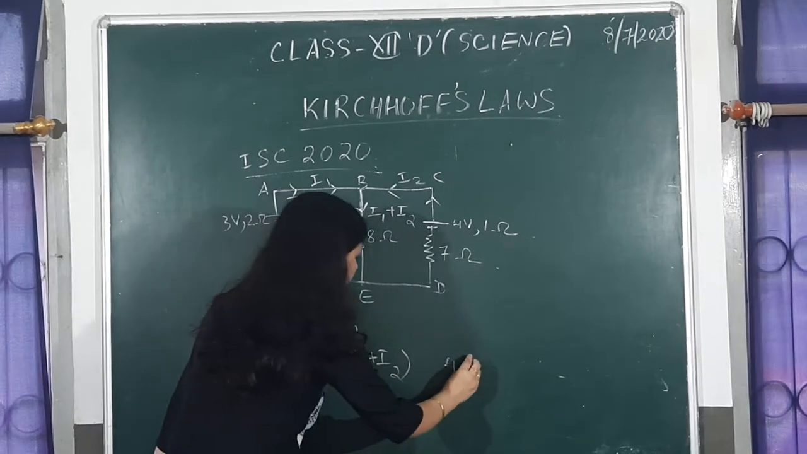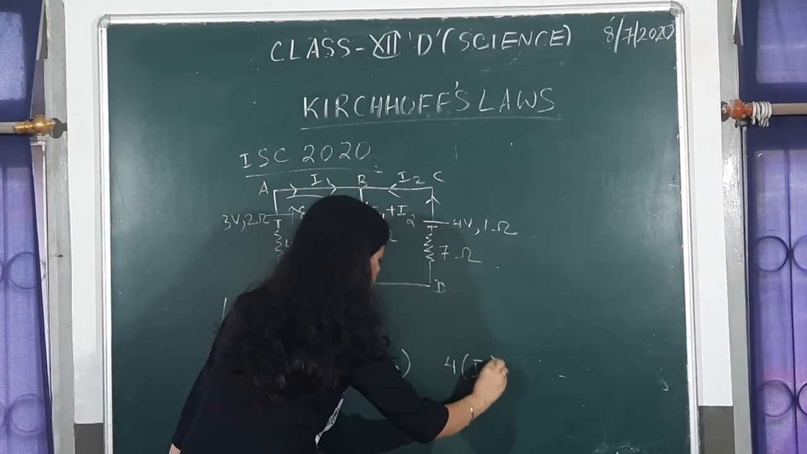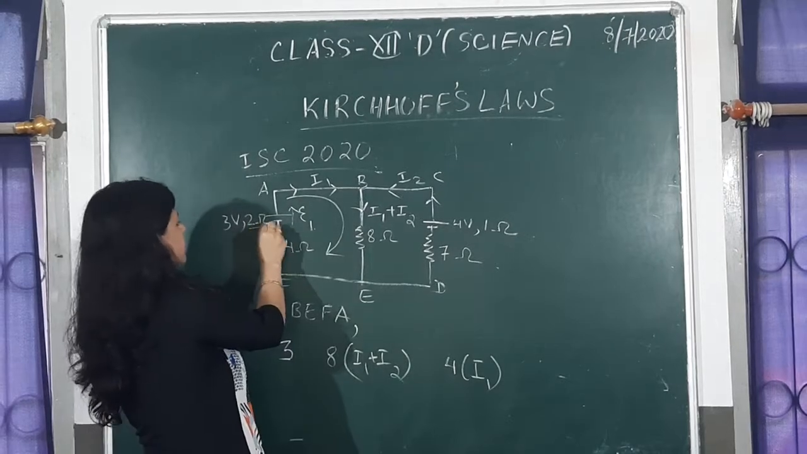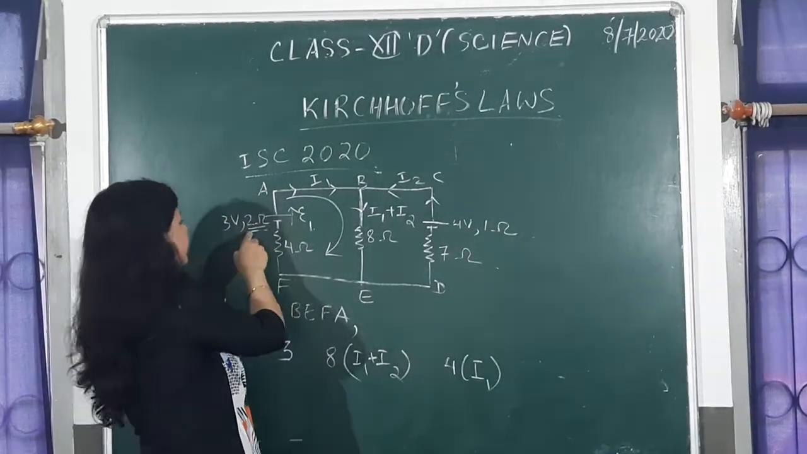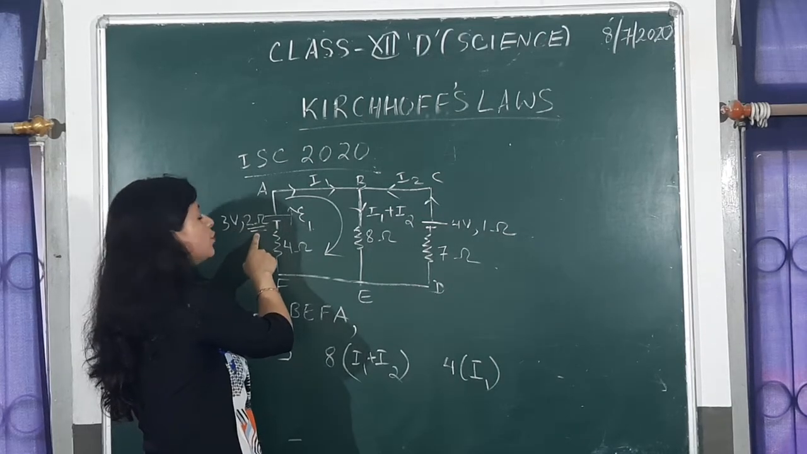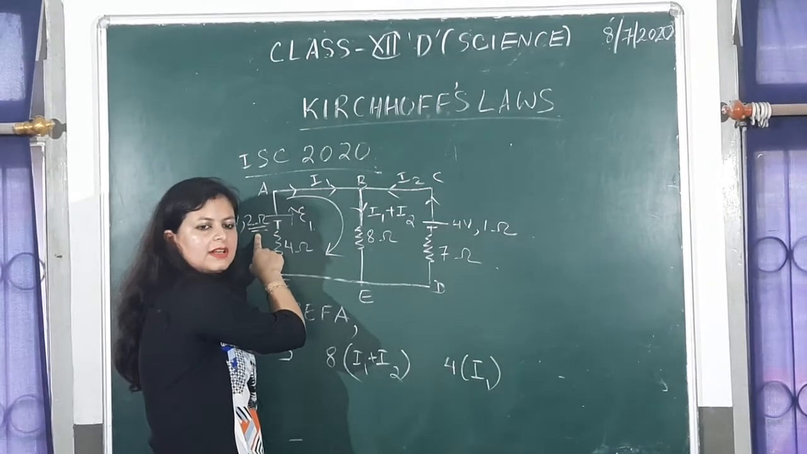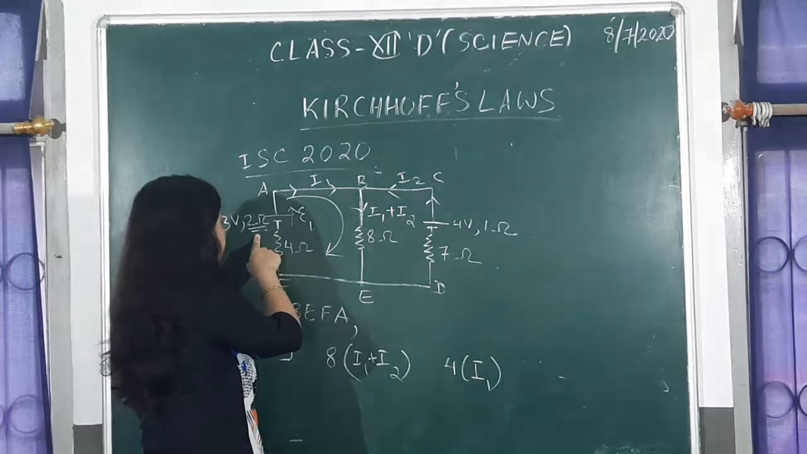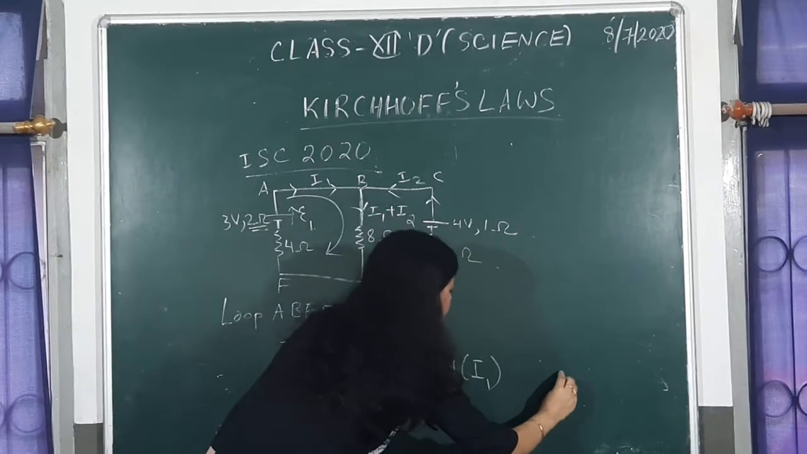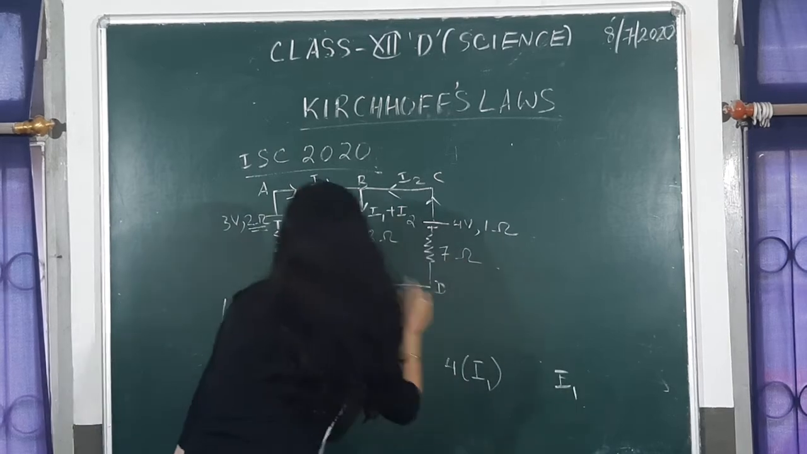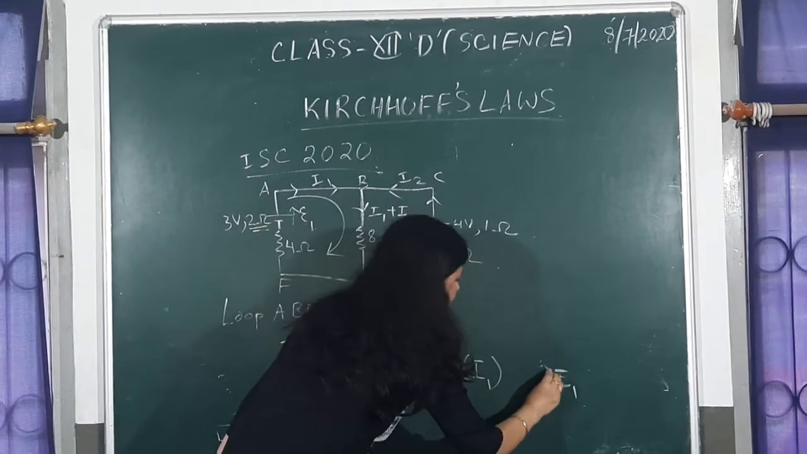This is I1. There is one more here, you tend to miss it out. The resistance diagram is not drawn, but it has been mentioned 3 volt comma 2 ohm. This 2 ohm is the internal resistance of the cell, which will contribute to the potential drop here. Now the potential drop because of this will be equal to I1 into the resistance value.